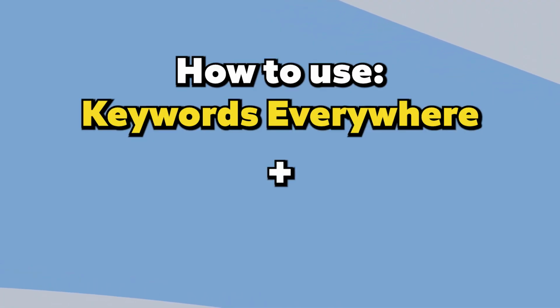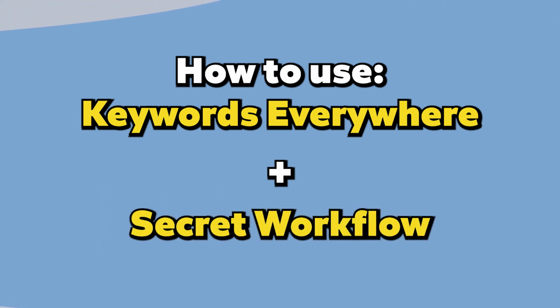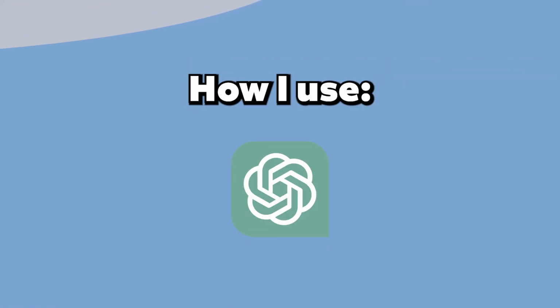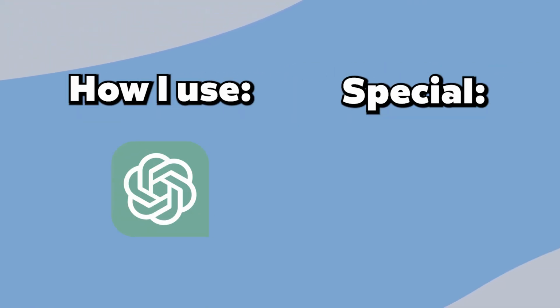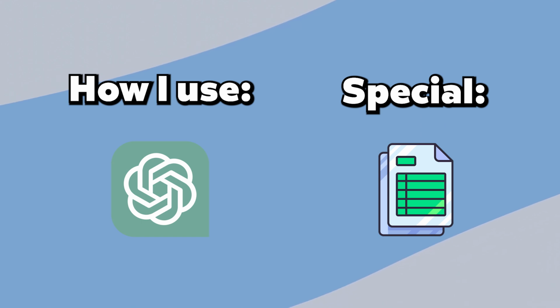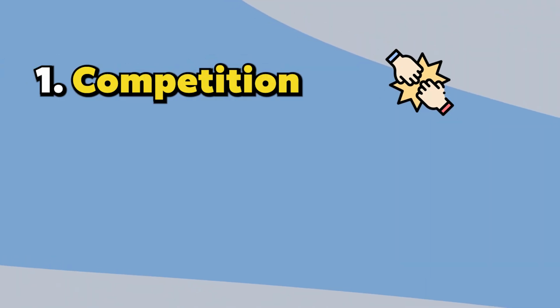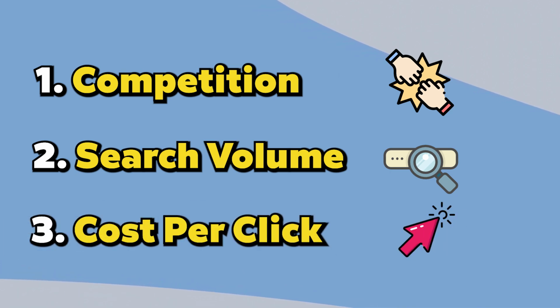Plus, I will show you exactly my secret workflow that I've been crafting over the past 4 years in order to rank highly consistently. I will show you how I use ChatGPT in the process and a special spreadsheet that I put together that enables me to analyze the best keywords based on competition, based on search volume, and based on cost per click. I haven't uncovered these secrets before, but I'm gonna share them with you today. Let's get right to it.